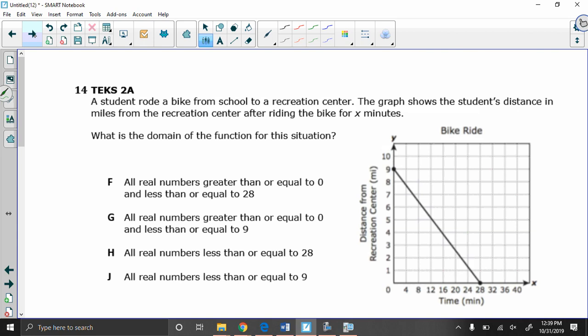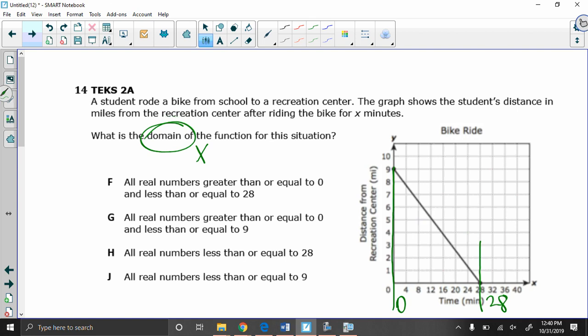Number 14, it says a student rode a bike from school to a recreation center. The graph shows the student's distance in miles from the recreation center after riding the bike for x amount of minutes. What is the domain of the function? So domain is our x values. So we're looking at the left and right sides of our box. The left side of my box starts here at 0, and it ends over here at 28. So I'm looking for a domain that contains both 0 and 28.